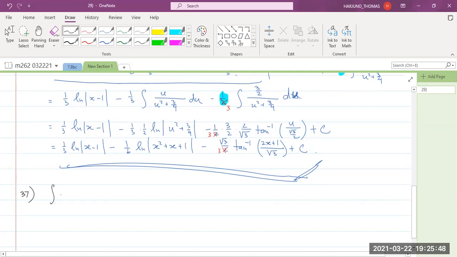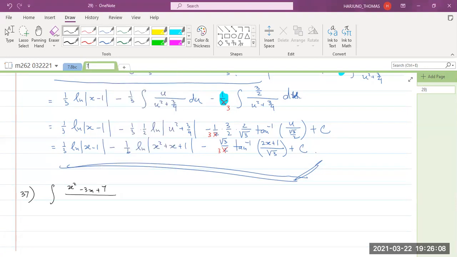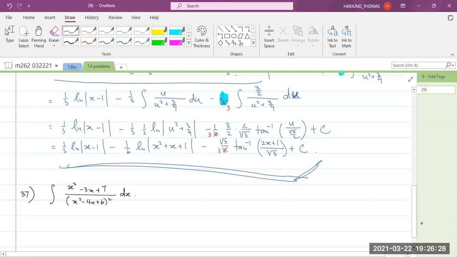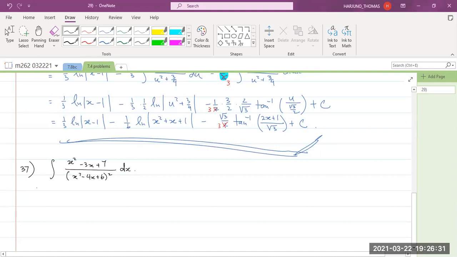So this is the integral of x squared minus 3x plus 7 over, this is from 7.4 problems, and the denominator we have x squared minus 4x plus 6 being squared, dx. Wow, okay. I wonder if there's any way for me to play tricky stuff here.